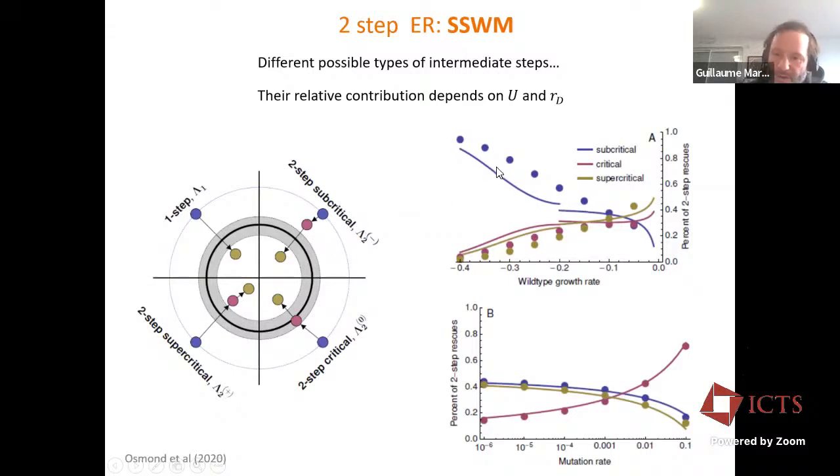So that's why your subcritical springboard are dominant. Then the critical and supercritical are roughly doing a bit the same, and they are less and less contributing.